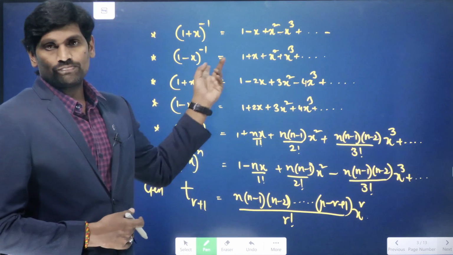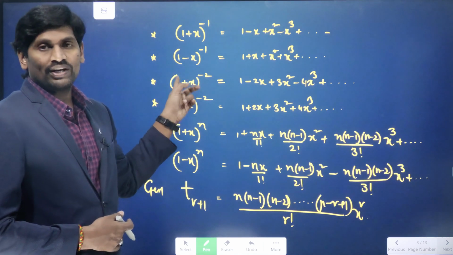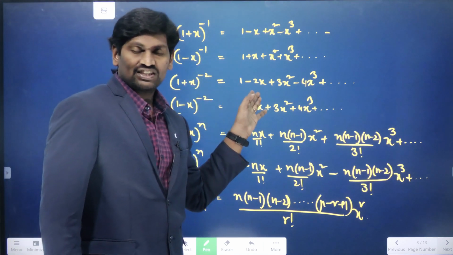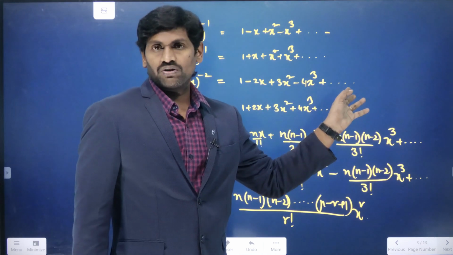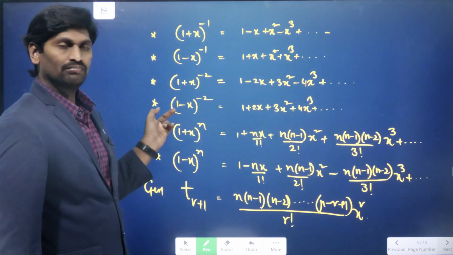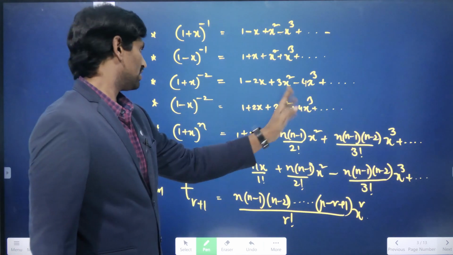1 plus x whole to the power of minus 2: here plus and minus will alternate. 1 minus 2x plus 3x square minus 4x cube plus 5x power 4 and so on. For 1 minus x whole to the power of minus 2, minus times minus gives plus: 1 plus 2x plus 3x square plus 4x cube and so on.